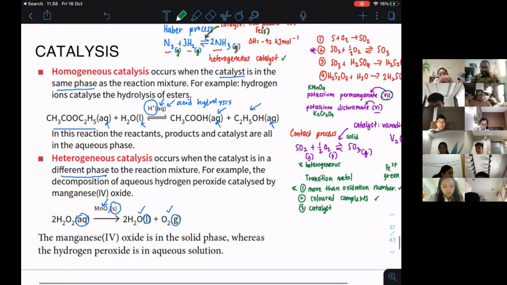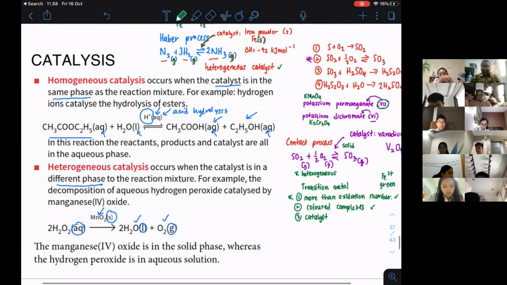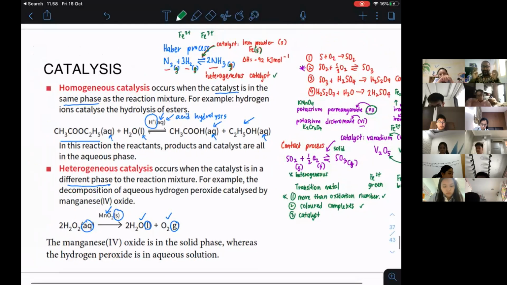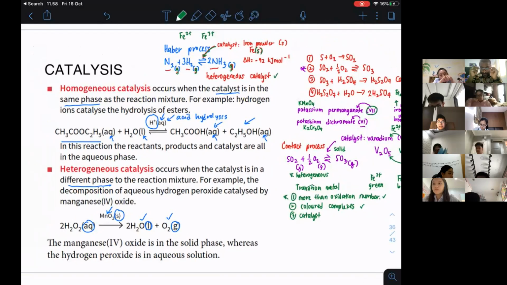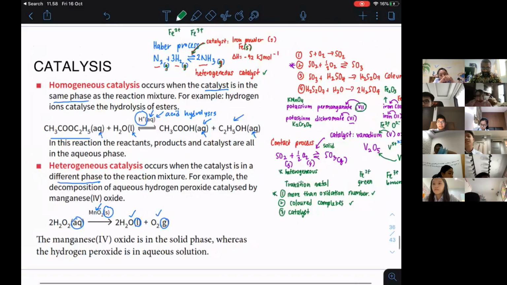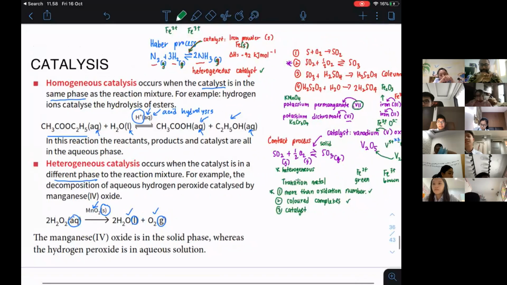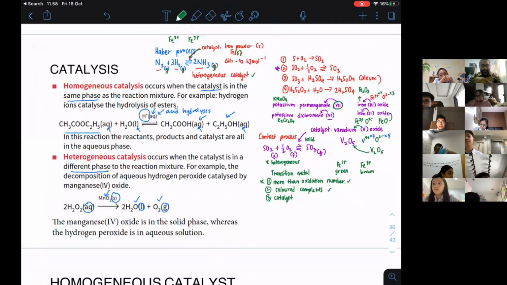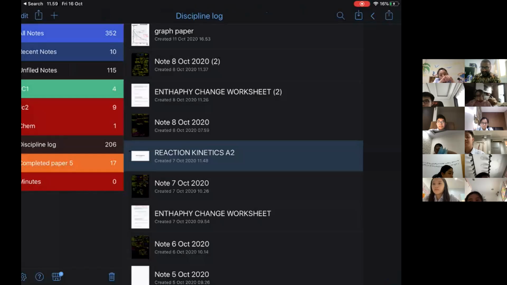Can we have someone summarize this slide? Jody, can you summarize what you learned from here? Homogeneous catalyst, all in the same state. Then heterogeneous catalyst, the catalyst and the reactant and product are not in the same state. Okay, Jody, I'll just stop you for a while.